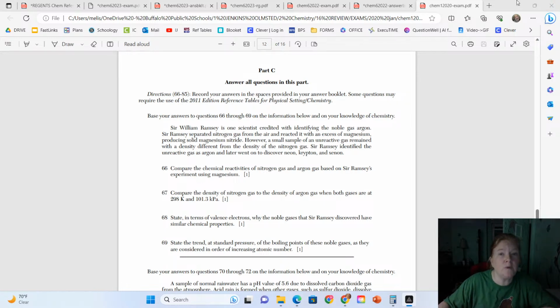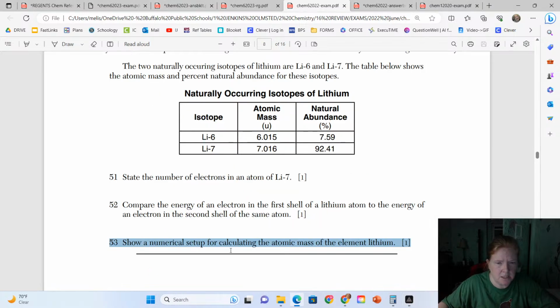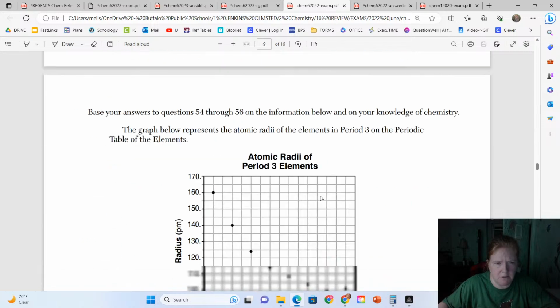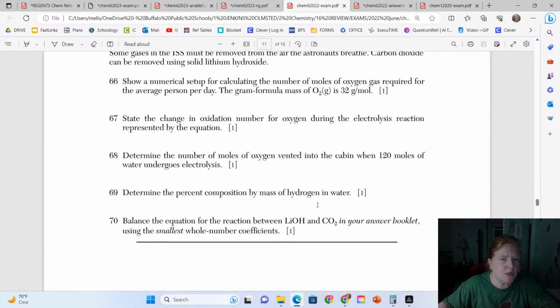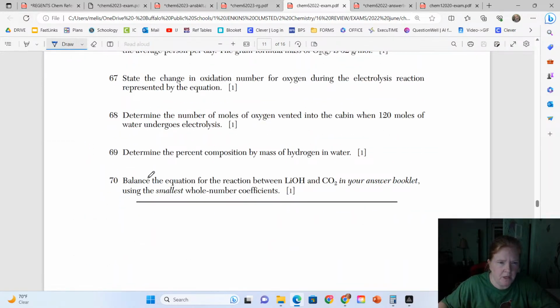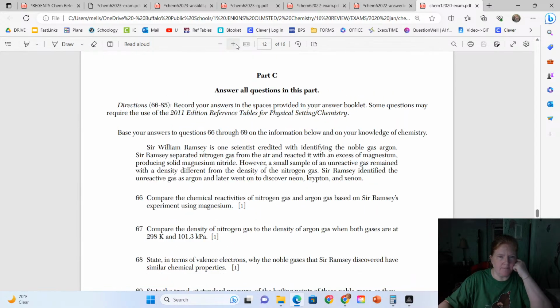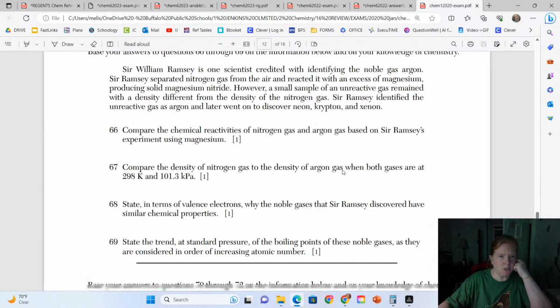Yeah, and the reason is this. Which exam were we looking at? June, that's question 70. Let me show you the wording of the question that explains why. Balance the equation for the reaction using the smallest whole number coefficients. That's why. That's what they put in the wording of the question, so that you have to reduce it if possible. Okay. All right. So looking at this exam, this is January 2020.